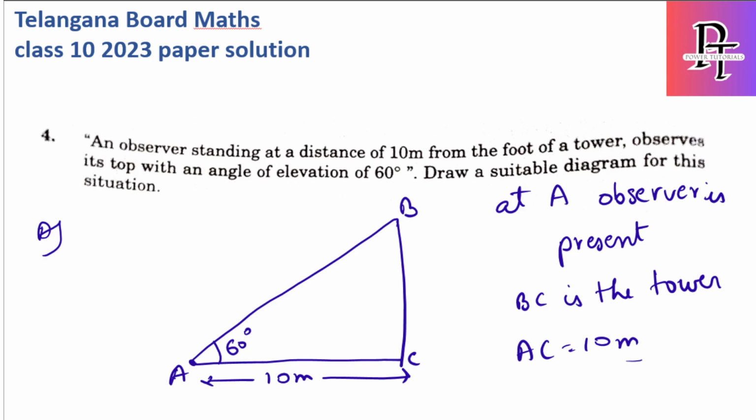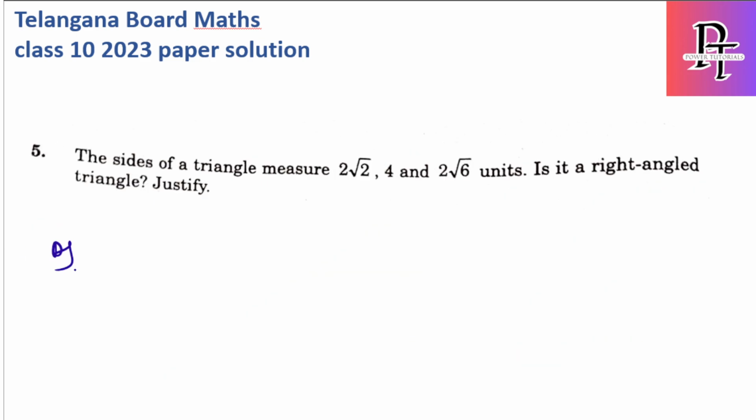Let's move to the next one. Fifth question. The sides of a triangle measure, okay, we have 3 sides. Is it a right angle triangle? Justify. So what is the condition for a right angle triangle? The right angle triangle condition is it has to obey Pythagoras theorem, which says the square of the hypotenuse is equal to the sum of squares of the other 2 sides.